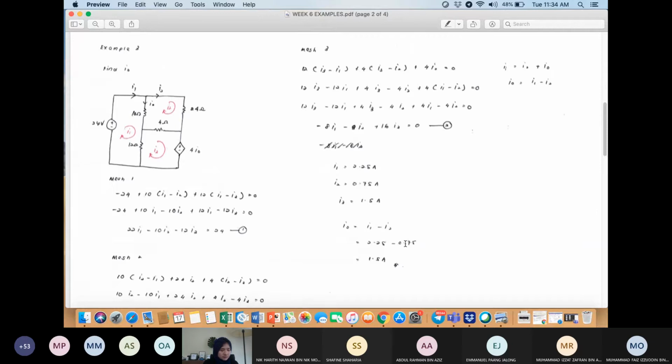Okay, any question? If no question, we will proceed with the next example. This is example 4. Okay, so no question, we'll proceed with example 4.